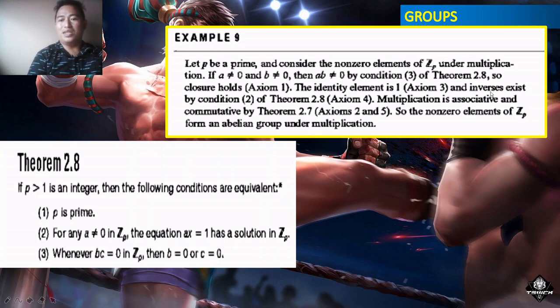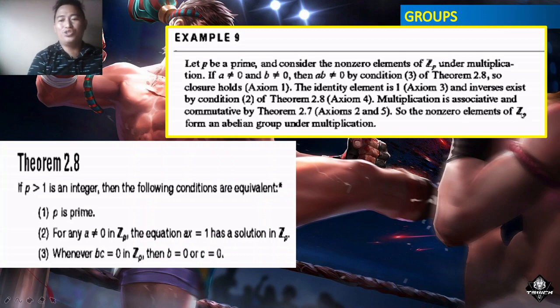Okay. So, X has an inverse. X is the inverse of A, right? A is the inverse of X. The next, multiplication is associative, then commutative. So, the non-zero elements of Zp form an abelian group under multiplication.